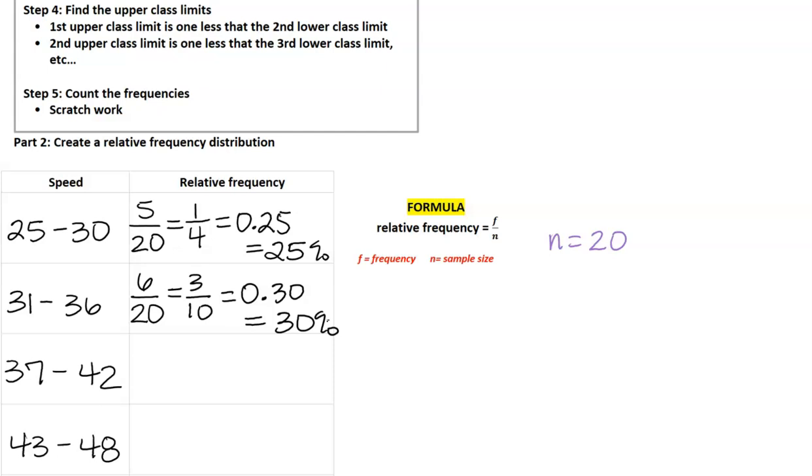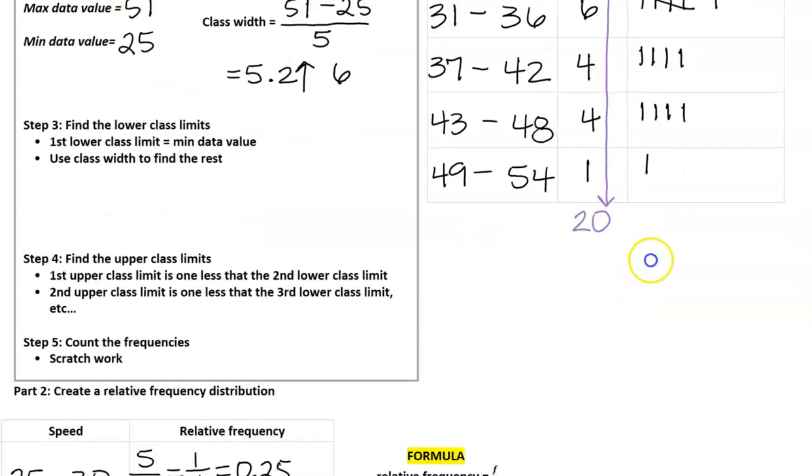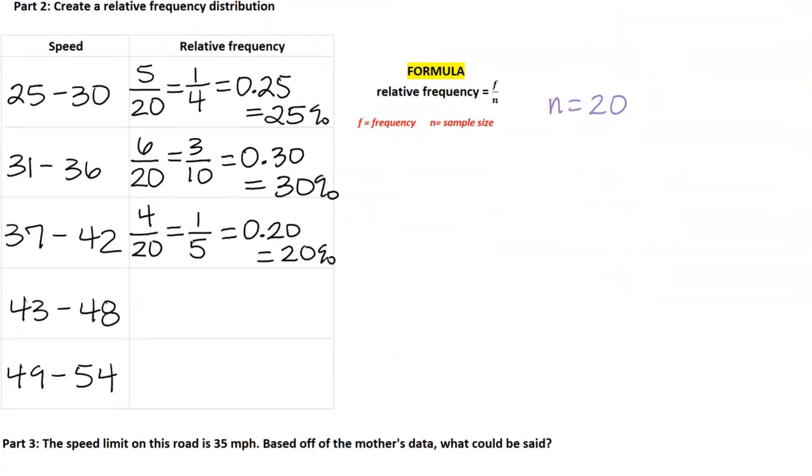For the third class, it had a frequency of 4. So we have 4 divided by 20, which simplifies to 1/5, which is the decimal 0.20, which is 20%. For the fourth class, its frequency was also 4. So that's going to be exactly the same as the third class. We have 4/20, which is 1/5, which is 0.20, which is 20%.